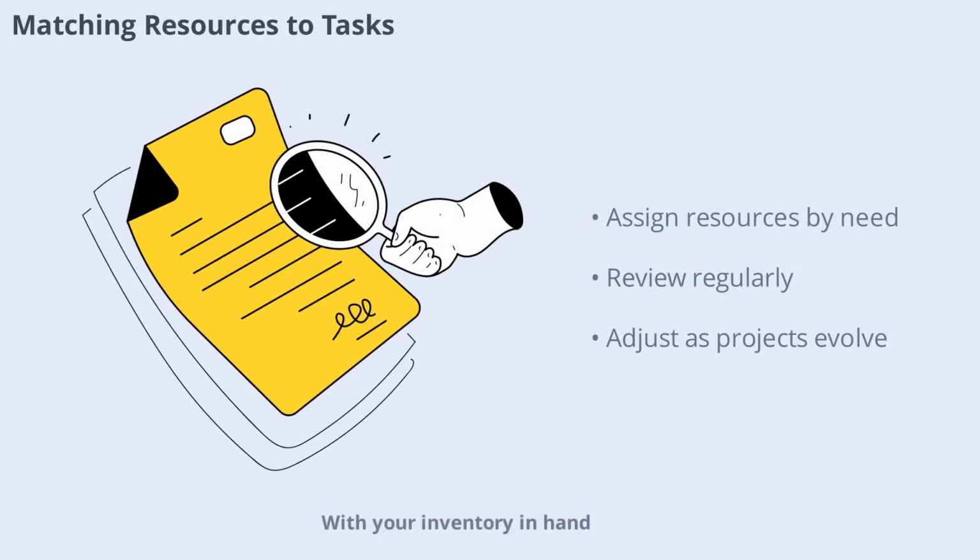With your inventory in hand, the next step is to match resources to specific tasks or projects. Consider the requirements of each task and assign resources accordingly. This ensures that every activity has what it needs to succeed and that resources aren't wasted on low-priority items. Matching is an ongoing process that may need adjustment as projects evolve.